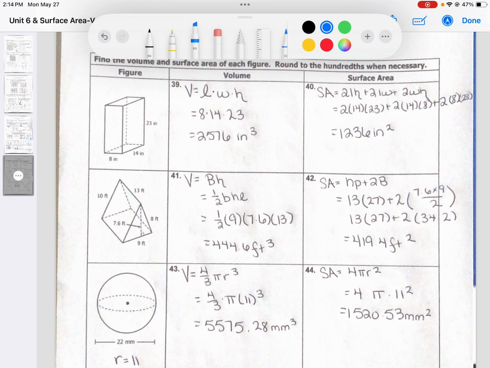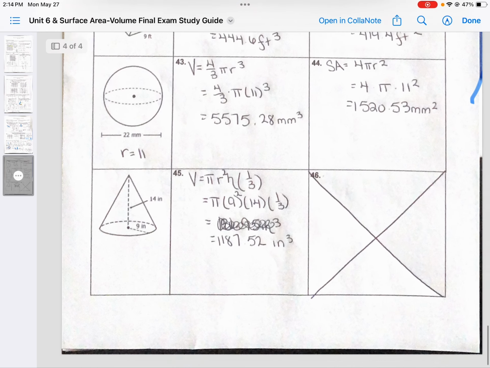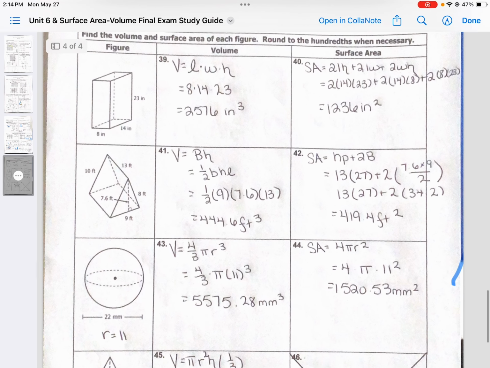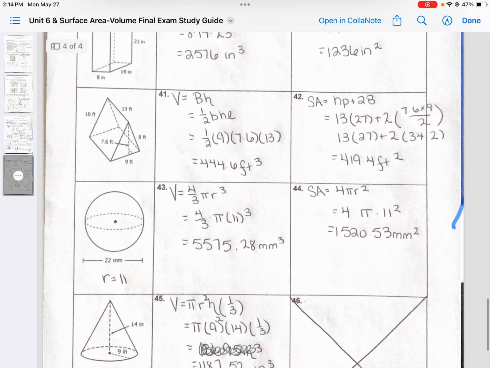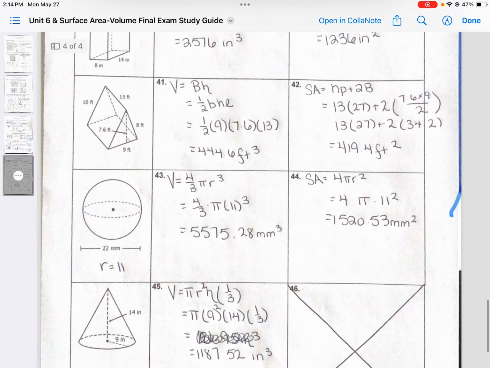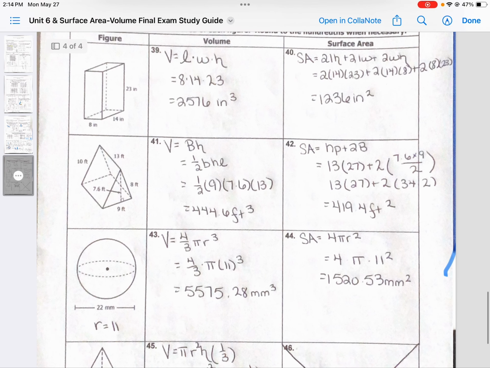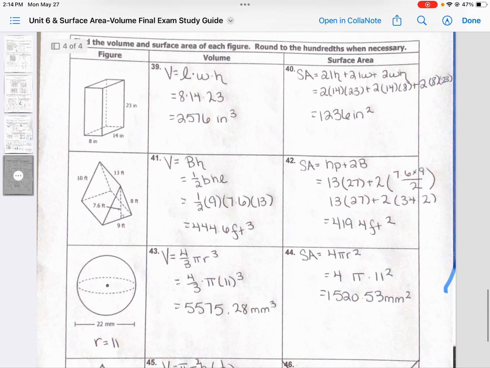And of course, you'll get a formula sheet for volume and surface area. We literally spent the past 2 weeks focusing on that self-paced packet. I will post the answer key, just so you can see it right now. Here goes the answer key for 39 through 45. We did not focus on surface area of a cone. All right. If you have any questions, please let me know.